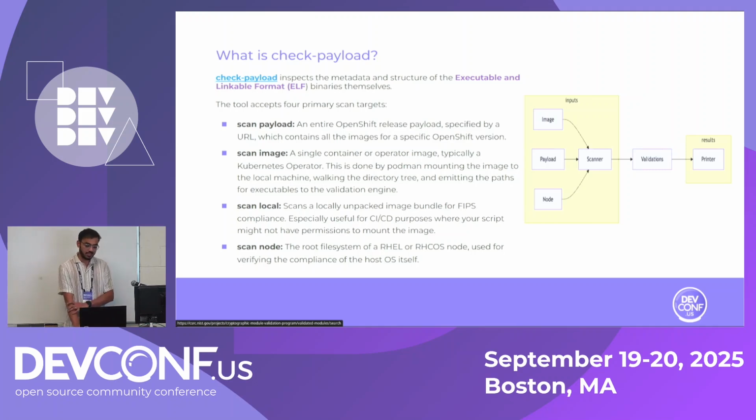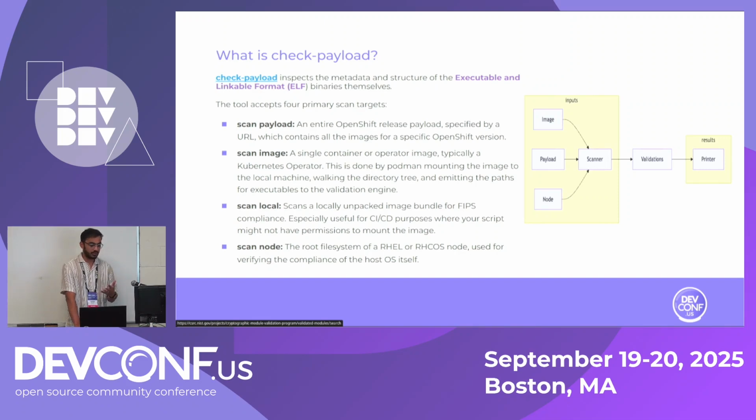So if you see the image on your right, that's the architecture of the tool. It takes 4 primary scan targets. It gives it to a scanner, which runs through your directory tree, extracts all the paths for the executables, and then passes them on to the validation engine to make sure that it meets the FIPS standards, and then prints out the results.